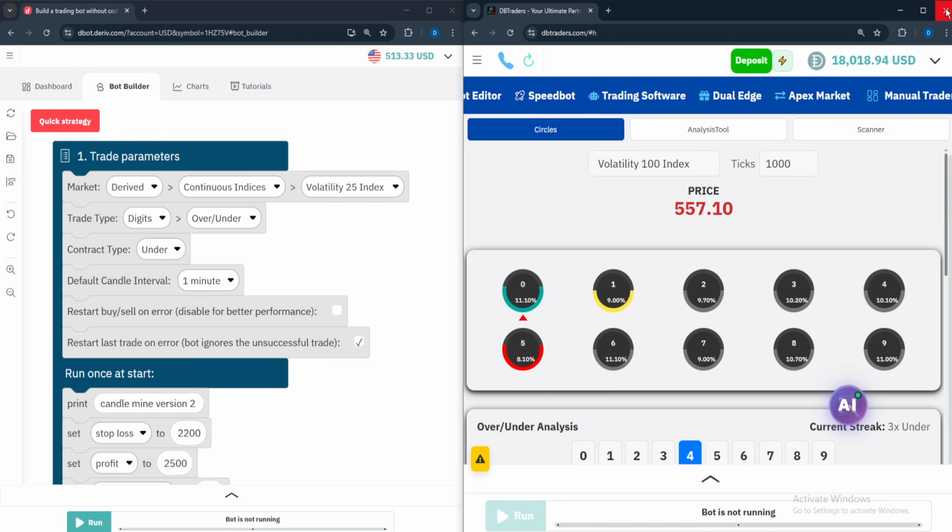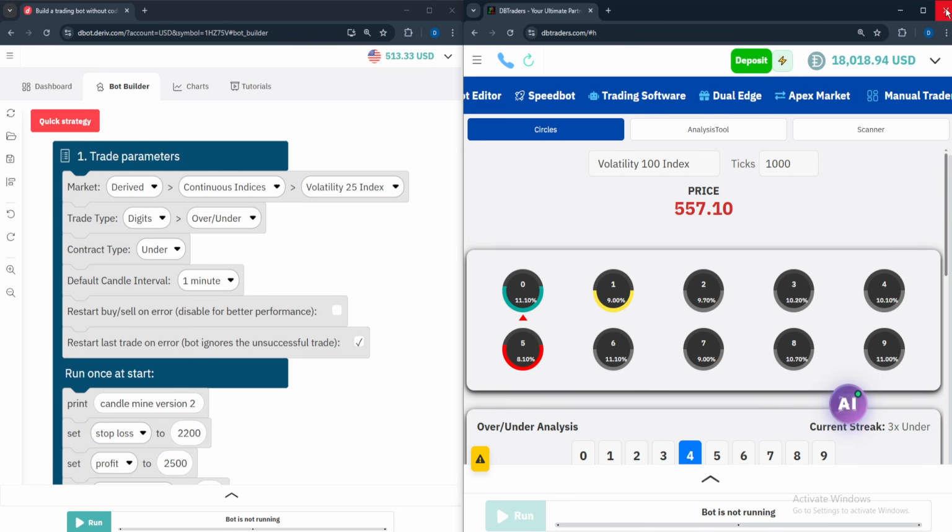Again, ensure 0 has a percentage of more than 12% or higher. All right, and the 9 has a percentage of below 9% or even lower. Okay, basically the minimum percentage 0 should have is 12%, and the maximum percentage 9 should have is 9%. Okay, this is basically to ensure that this market is an absolute under market. Okay, the green circle on 0, the red circle on 9. The green circle should be above 12, the red circle should be below 9%. Okay, if these conditions are met, you put a tick.